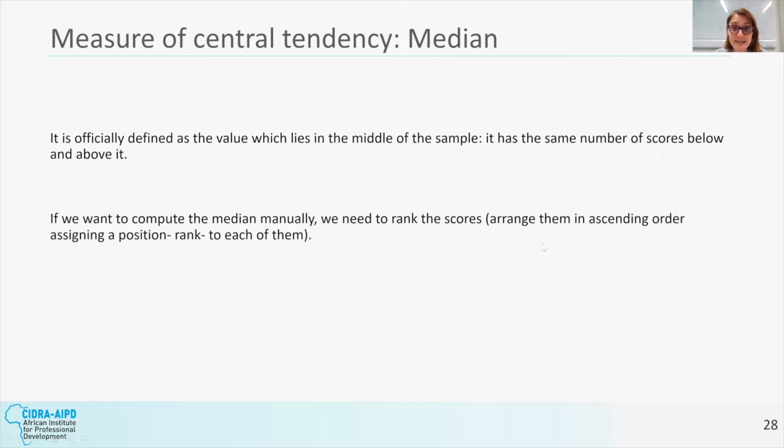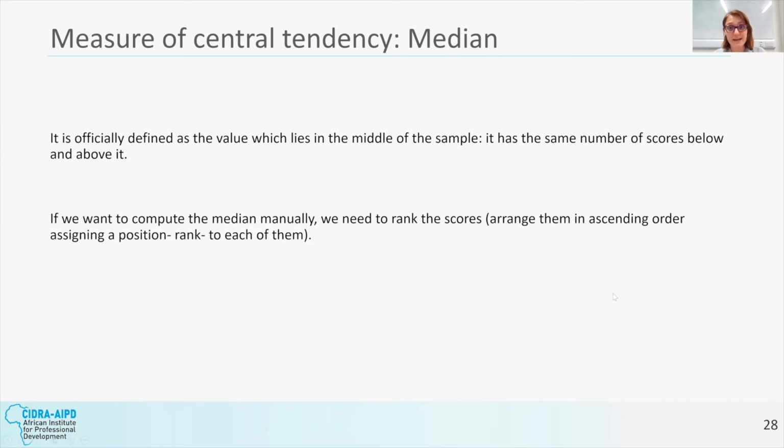That said about the mean, we can move to another measure of central tendency, the median. The median is defined as the value that divides the distribution in two, so it has the same number of values above and below it. When we compute the median manually, we need first to arrange the values in ascending order. Then we need to assign a position or rank to each of the values. Also, when we compute the median, we need to take into account the number of observations, if they are odd or even, because there is a different formula.